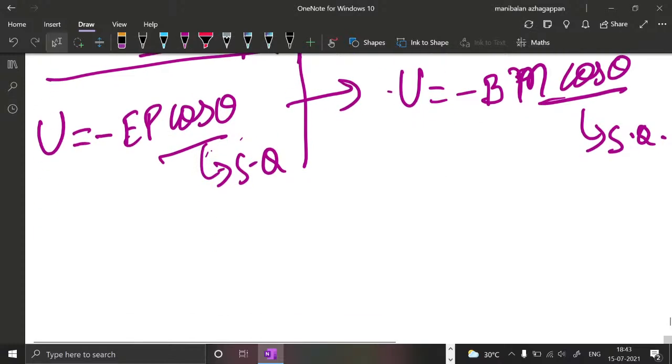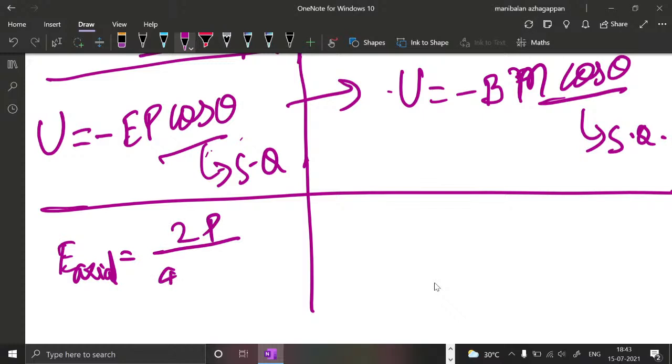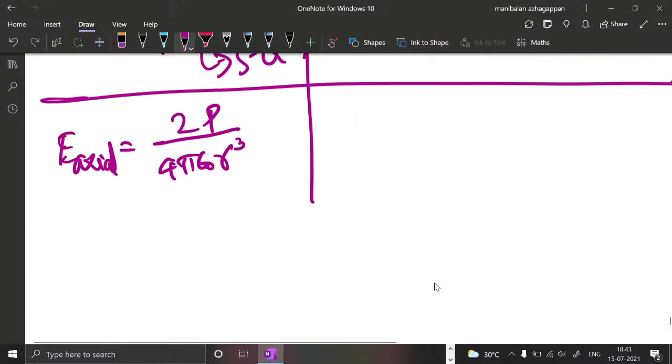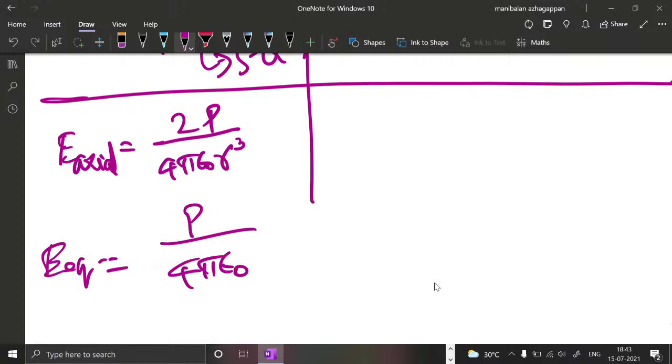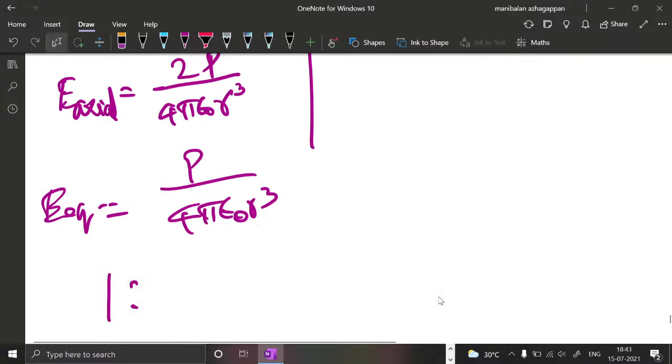Next, the electric field due to the electric dipole at an axial line. This we learned in 12th standard, and it's a very important question. It is 2p divided by 4 pi epsilon naught times r cube. The same for the equatorial line is p divided by 4 pi epsilon naught r cube. If you want the ratio between these two, it is 2 is to 1.